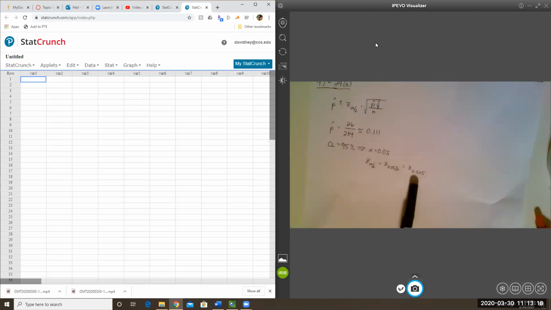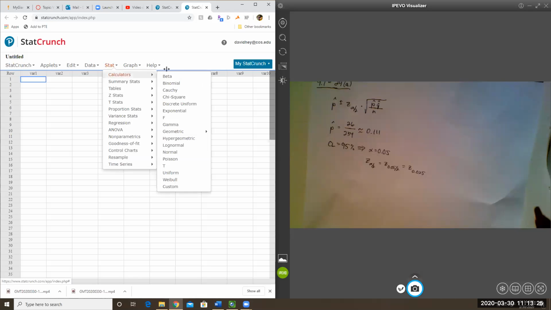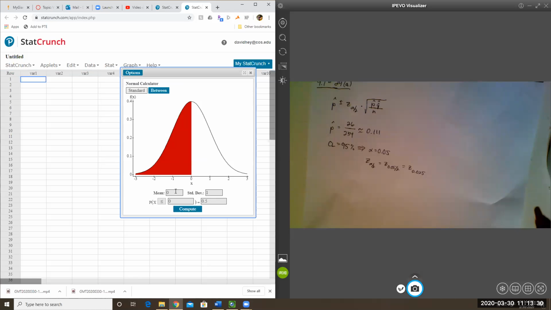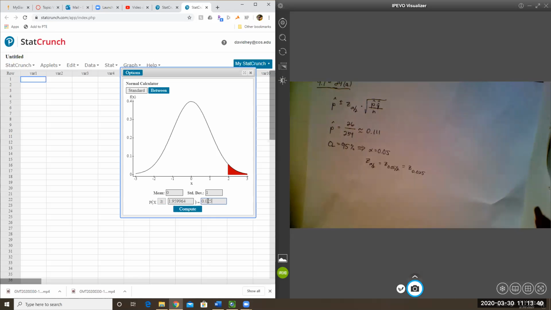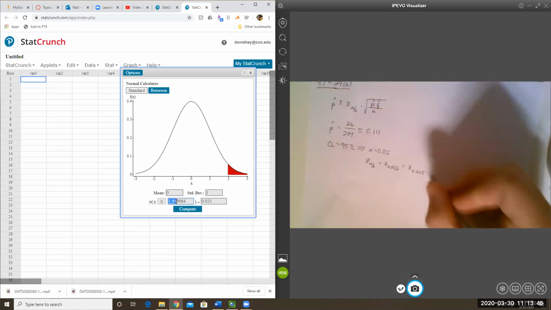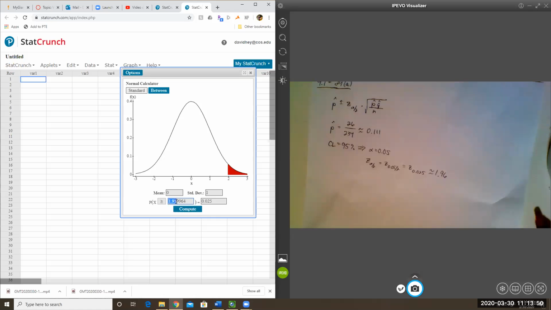And you would use StatCrunch now to get that value. You use the normal calculator in StatCrunch to do that. So we go to Stat, Calculators, Normal. We leave the mean at 0 and standard deviation at 1. We're looking for an area to the right. We want that area to be 0.025. And so our critical value is 1.96. So far, so good there. I think we're ready to go.